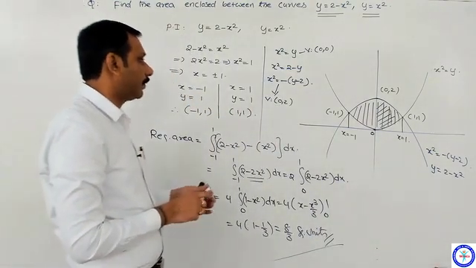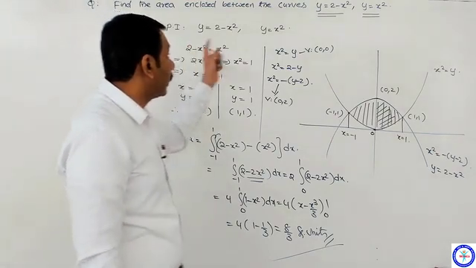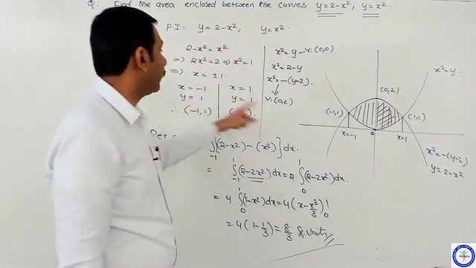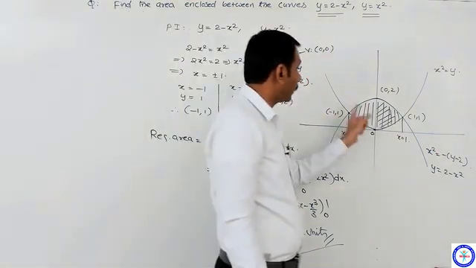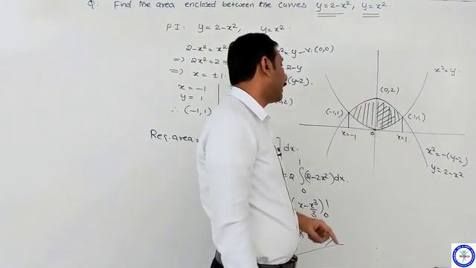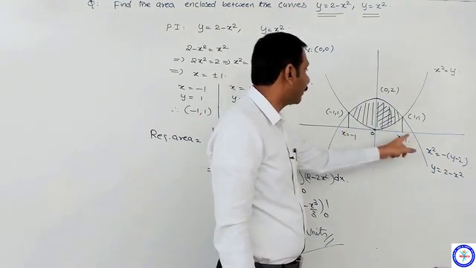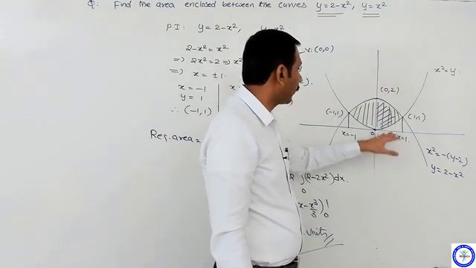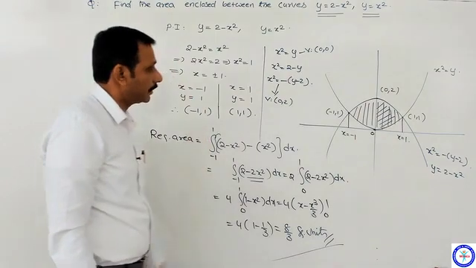It is a simple one only. First, we solve these two equations to find the points of intersection, draw the diagram and identify the region where exactly we need the area, and take limits minus 1 to 1, with integration of upper curve minus lower curve.